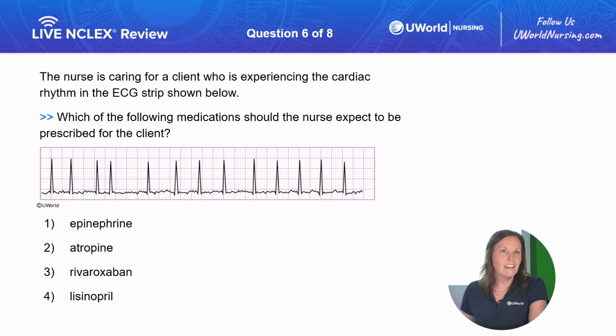All right, moving right along, question 6. The nurse is caring for a client who's experiencing the cardiac rhythm in the ECG strip shown below. Which of the following medications should the nurse expect to be prescribed for the client? Option 1, epinephrine. Option 2, atropine. Option 3, rivaroxaban. Option 4, lisinopril.